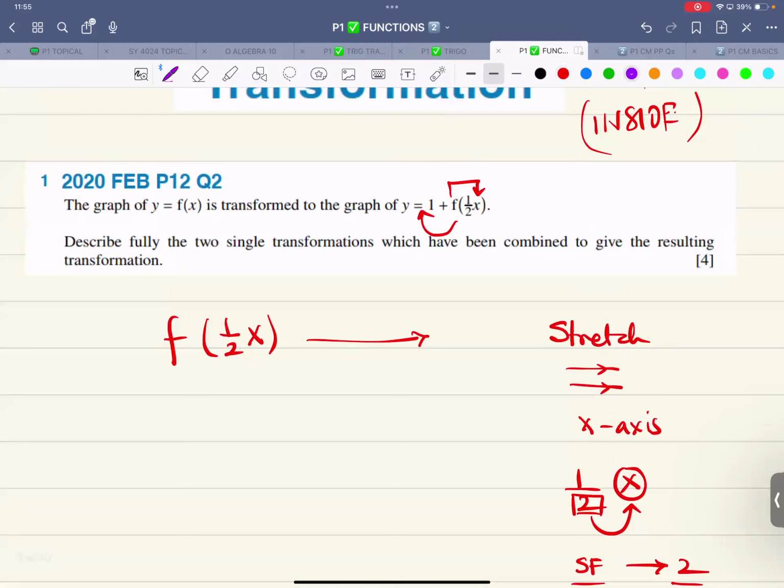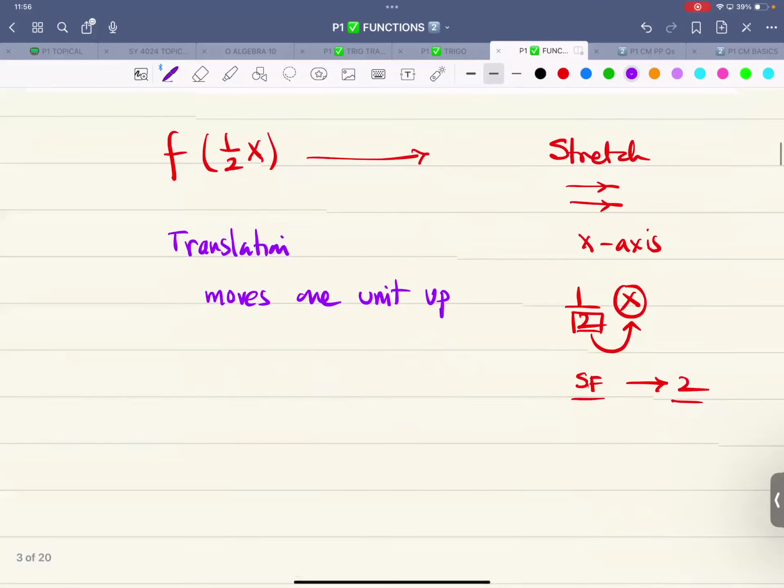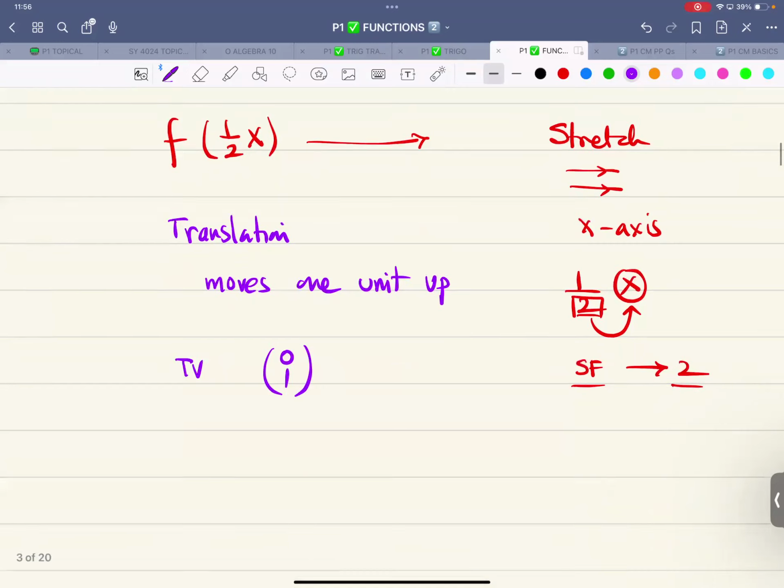What is the next thing? The next thing is this addition of 1 on the outside. So if it's addition of 1 on the outside, it is a translation. And the graph moves 1 unit up. Yes, the graph does move 1 unit up, but what is the translation vector? So the translation vector, TV, is (0, 1). Now let's look at the mark scheme.